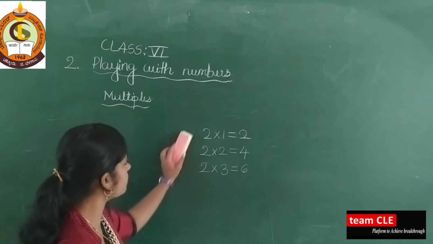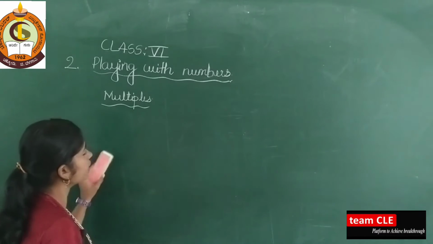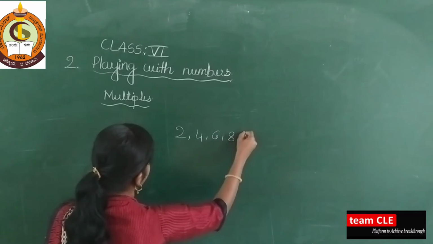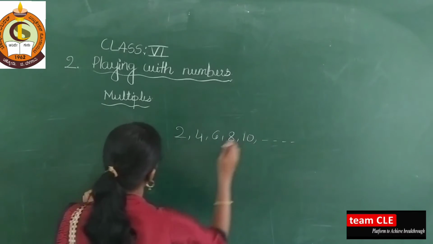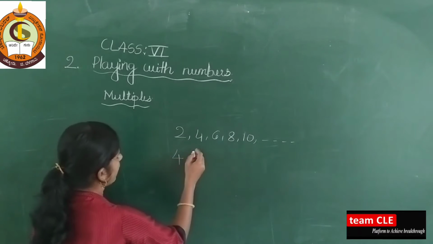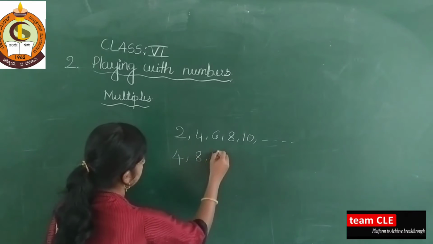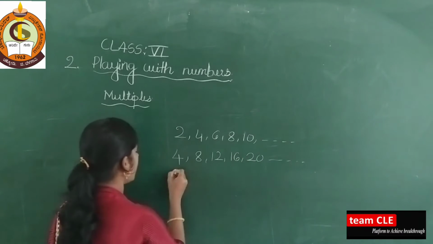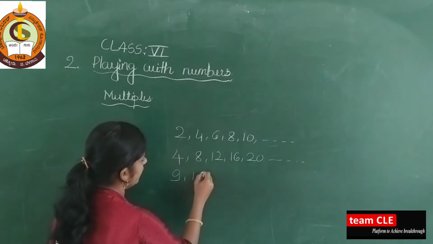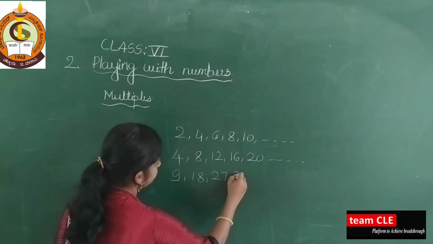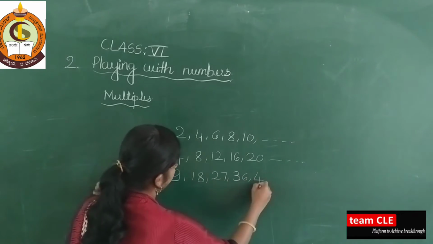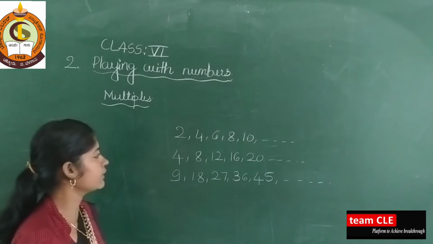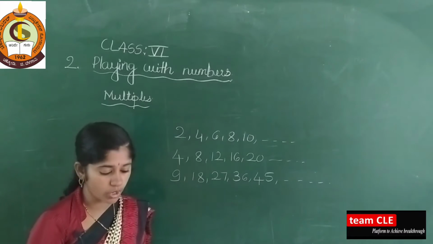So let us take some multiples. I will take here 2's multiples: 2, 4, 6, 8, 10, and so on. Again I will take 4: 4, 8, 12, 16, 20. Again you take 9's multiples: 9, 18, 27, 36, 45, and so on. Okay, so after watching these examples, what do you come to know?